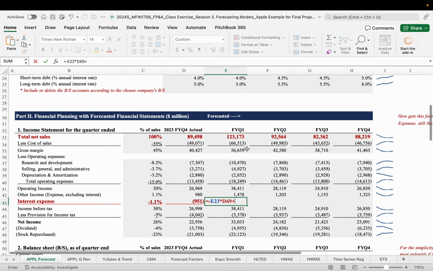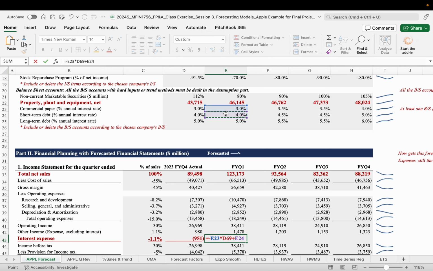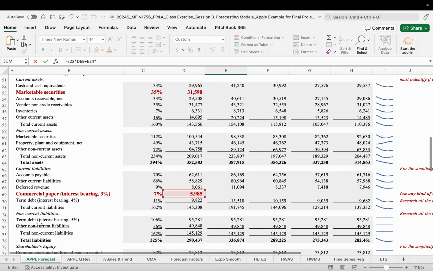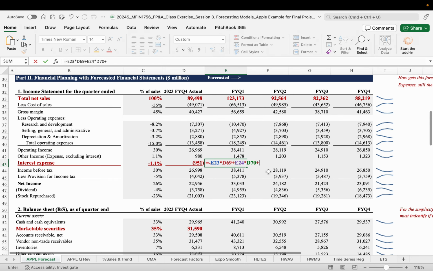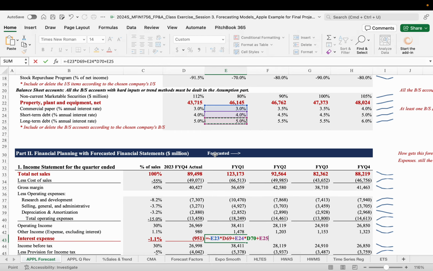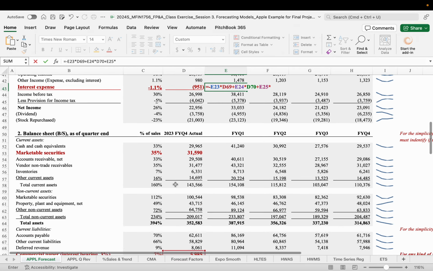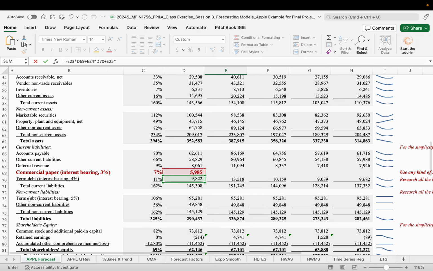next is 4% now times, what is this account? A short-term debt. So here I have a short-term debt here, right? Short-term debt, and then move to the long-term debt, 5%. You can also find the representative effective interest rate in the 10K or 10Q times here interest-bearing term debt, right?